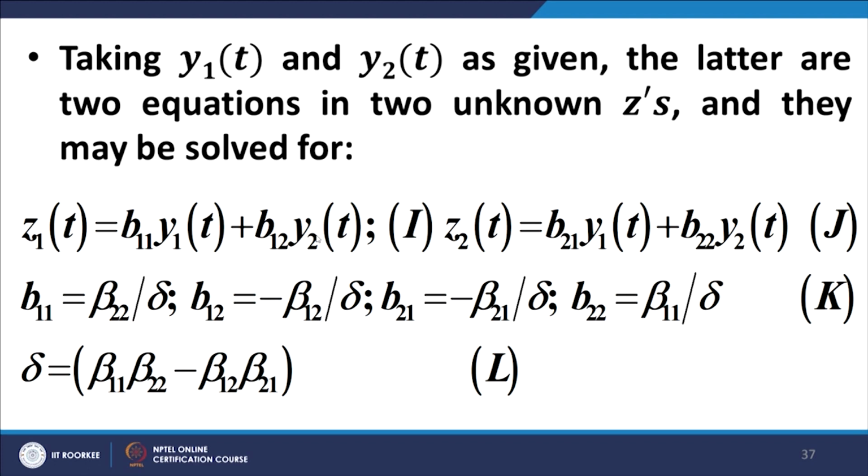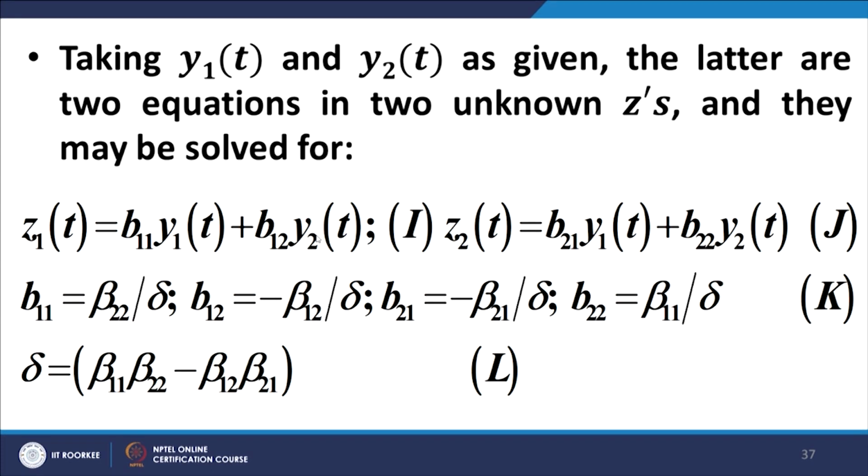Now, taking y1t and y2t as given, we can solve for the z's, and when we solve for the z's, what we arrive at is equation I and equation J, where the various b's, that is B11, B12, B21 and B22, are given by equation K, and delta is given by beta 11, beta 22 minus beta 12, beta 21.